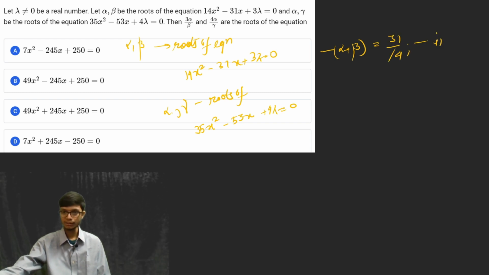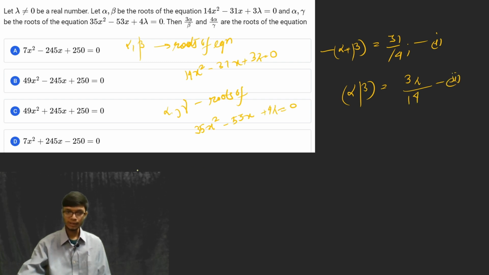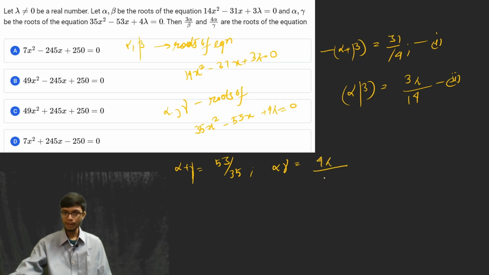Okay, so that's the first equation. Let me represent the first equation. And similarly, if you multiply alpha and beta, the resulting value will be 3 lambda by 14, and that's the second equation. And similarly, from the next quadratic, 35x square minus 53x plus 4 lambda is equal to 0, the value of alpha plus gamma is equal to 53 by 35. And similarly alpha into gamma is equal to 4 lambda by 35. So this is the fourth equation and this is the third equation.